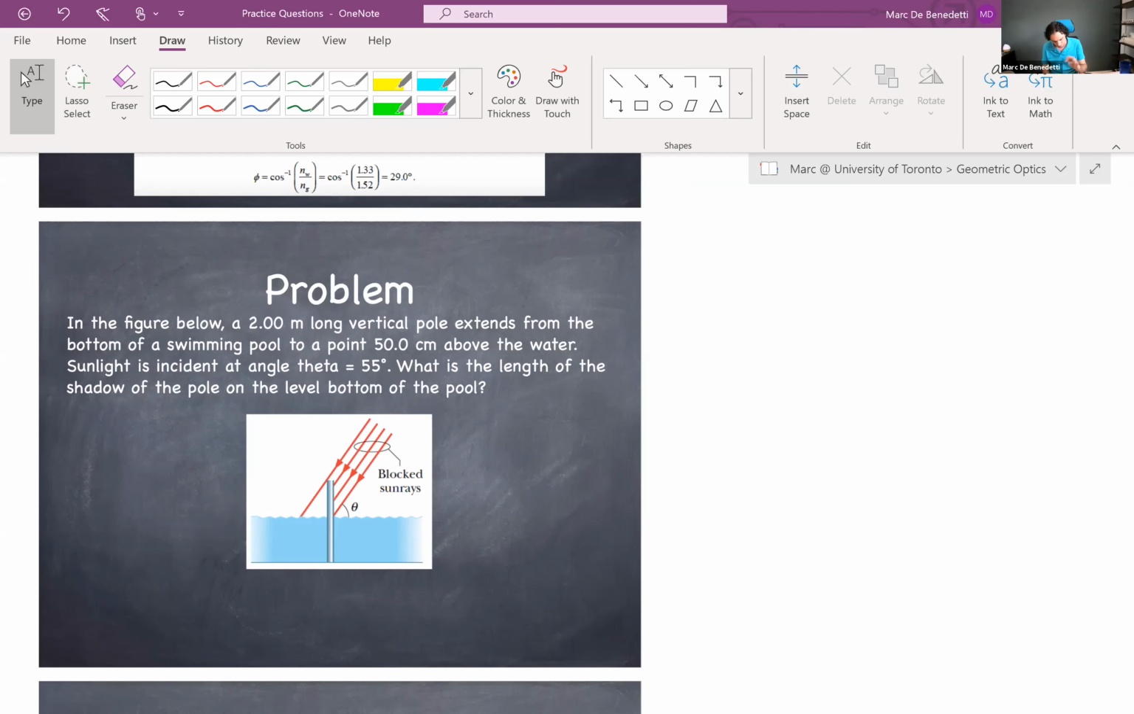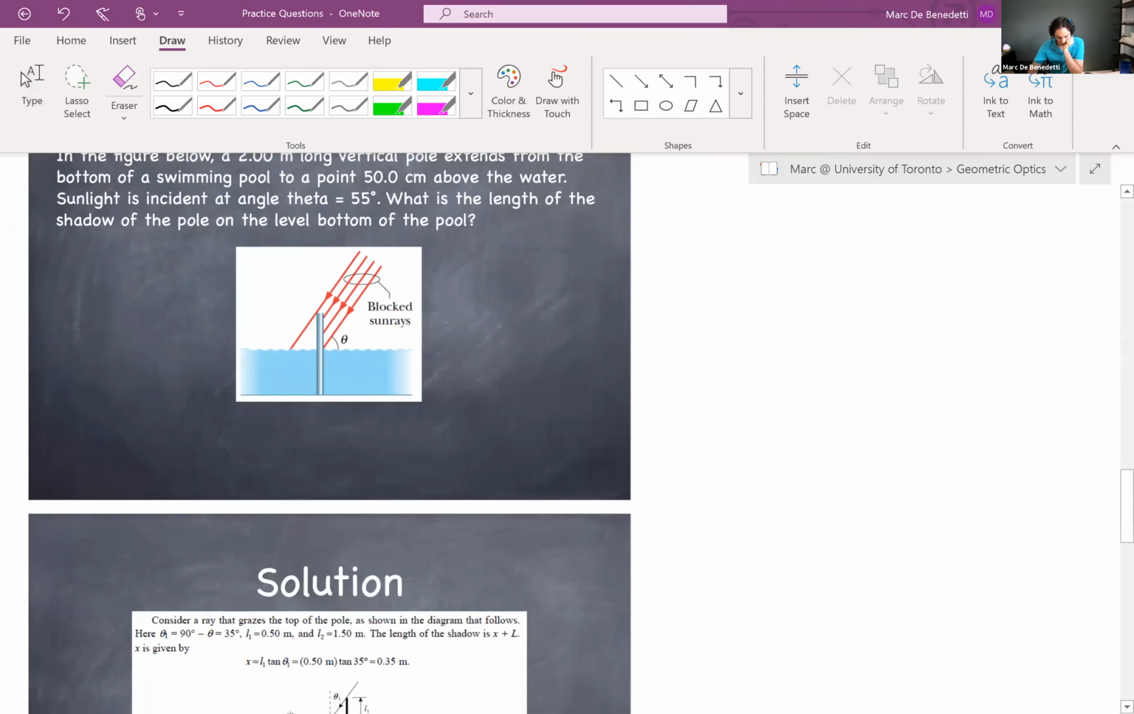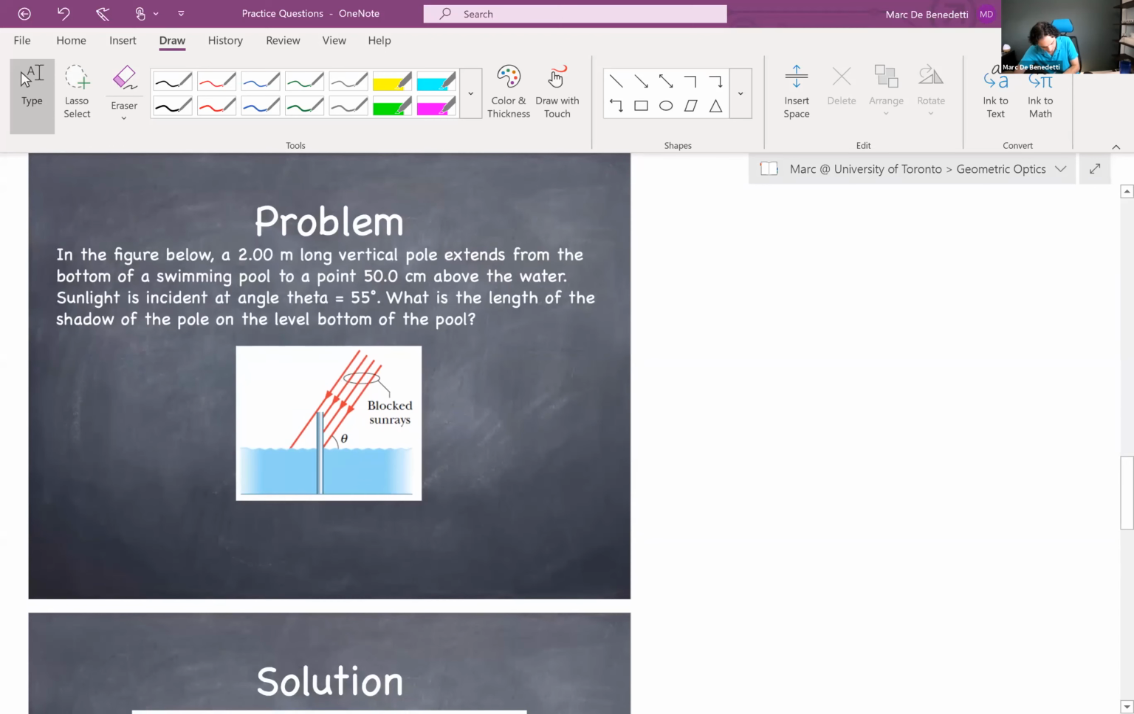Anyway, back to the question. So there's incident rays at 55 degrees. What is the length of the shadow of the pole on the bottom of the pool? And this is a little bit of a wrinkle because the light rays are hitting the water and then refracting inwards. So that's something to consider as well. So here, let's just draw a picture.